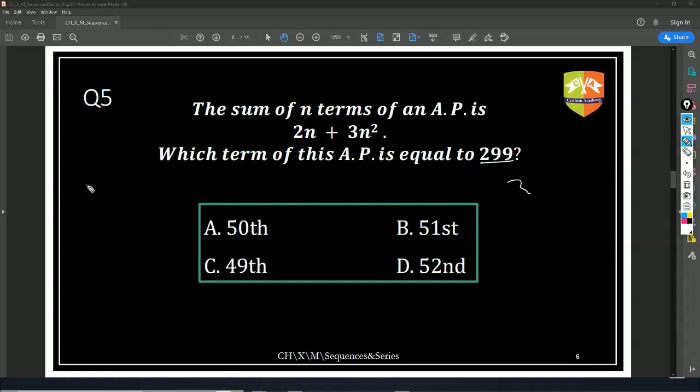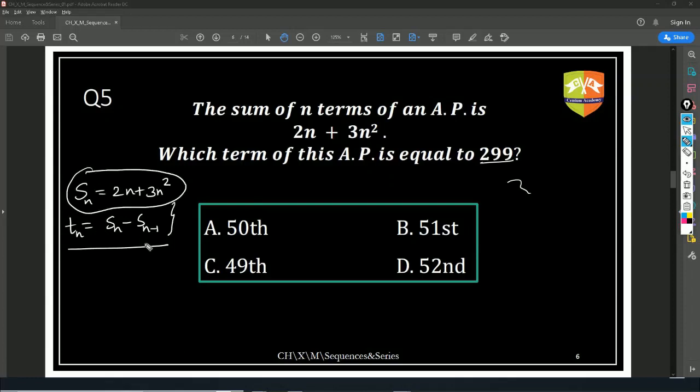So Sn is equal to 2n plus 3n square. Okay, so you have to use Tn is equal to Sn minus Sn minus 1, isn't it? You don't need to do all such things. This is straightforward. Tn is equal to Sn minus Sn minus 1. Have we not discussed this? If Sn is given, Tn is Sn minus Sn minus 1. Yep, so hence now, Tn.